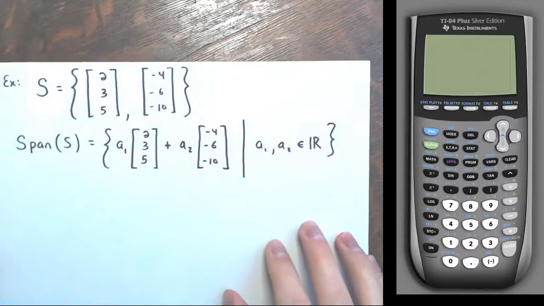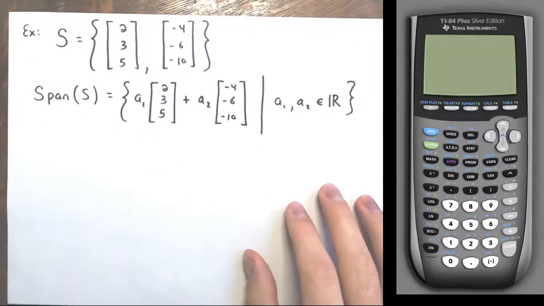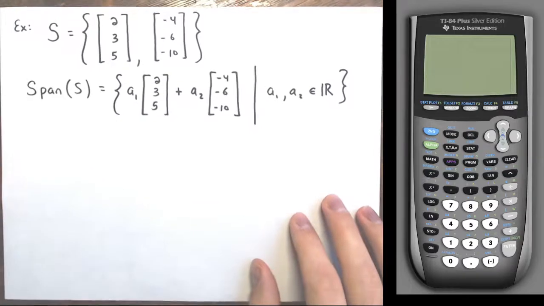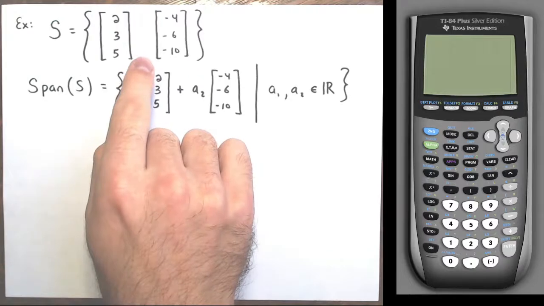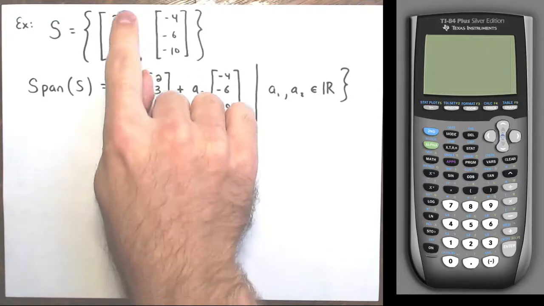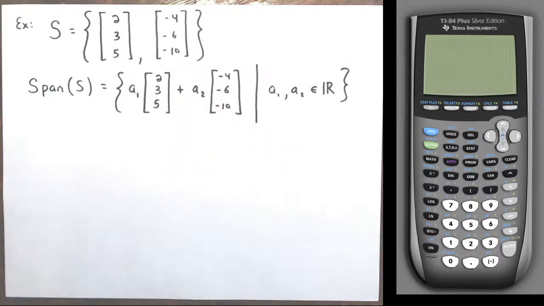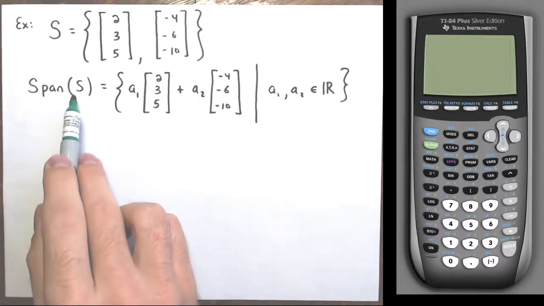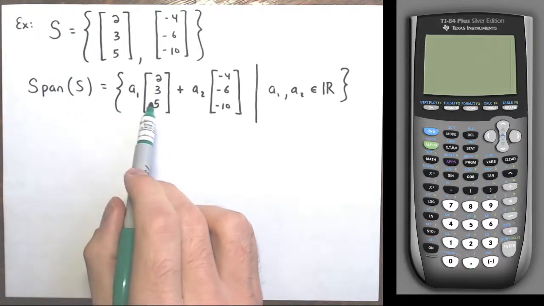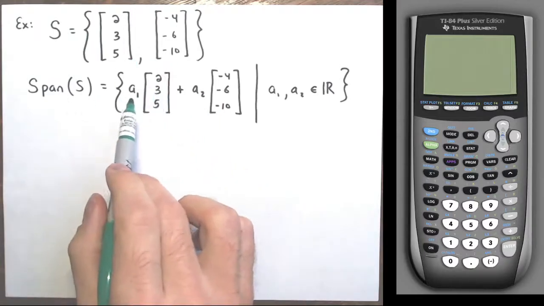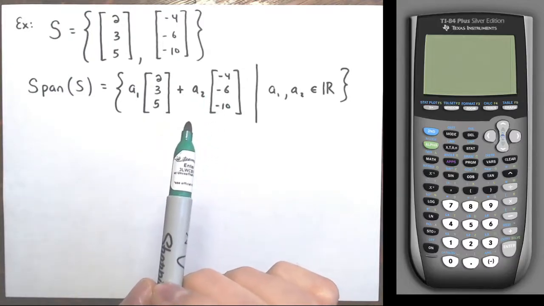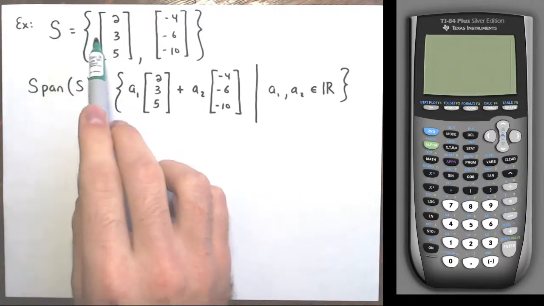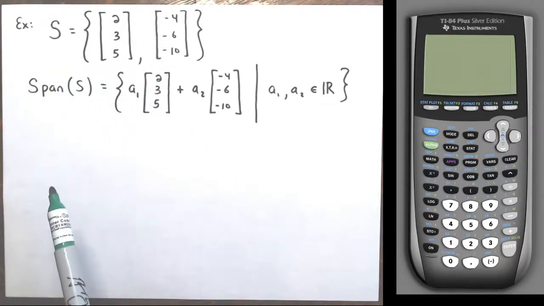And just some vectors here from R3, right, with 3 components. So S equals this set with 2 vectors from R3. You got 2, 3, 5, and -4, -6, 10. Now the question I'll start, and then the span of S would be again all linear combinations of those two, right? A scalar times the first plus a scalar times the second, any vector that looks like that. And the question is, is S a basis for the span of S?